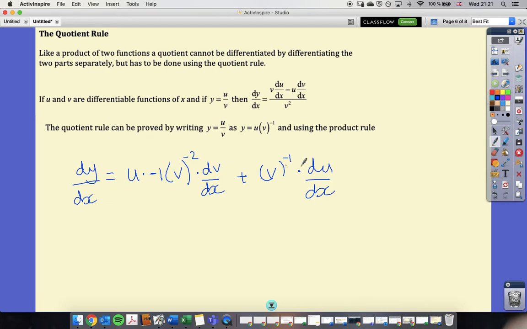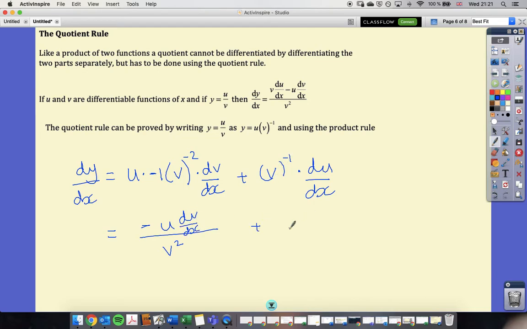Okay, then we can simplify this a little bit. Okay, this v to the power of negative 2 I'm going to put down at the bottom of a fraction, and then this all becomes negative u dv by dx.